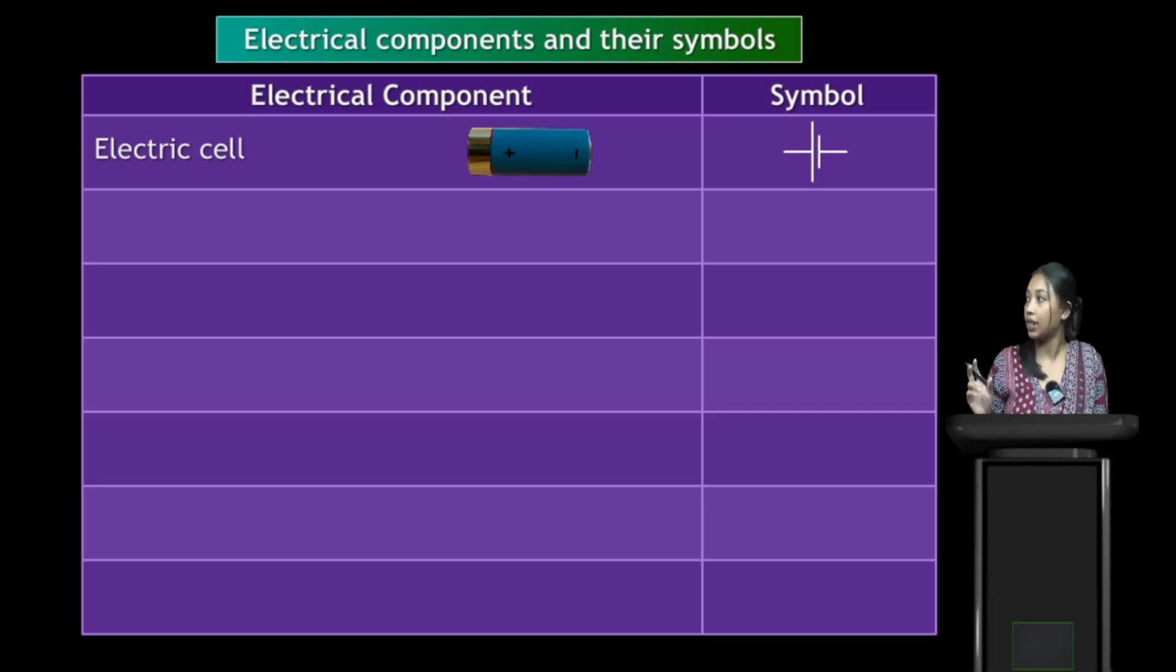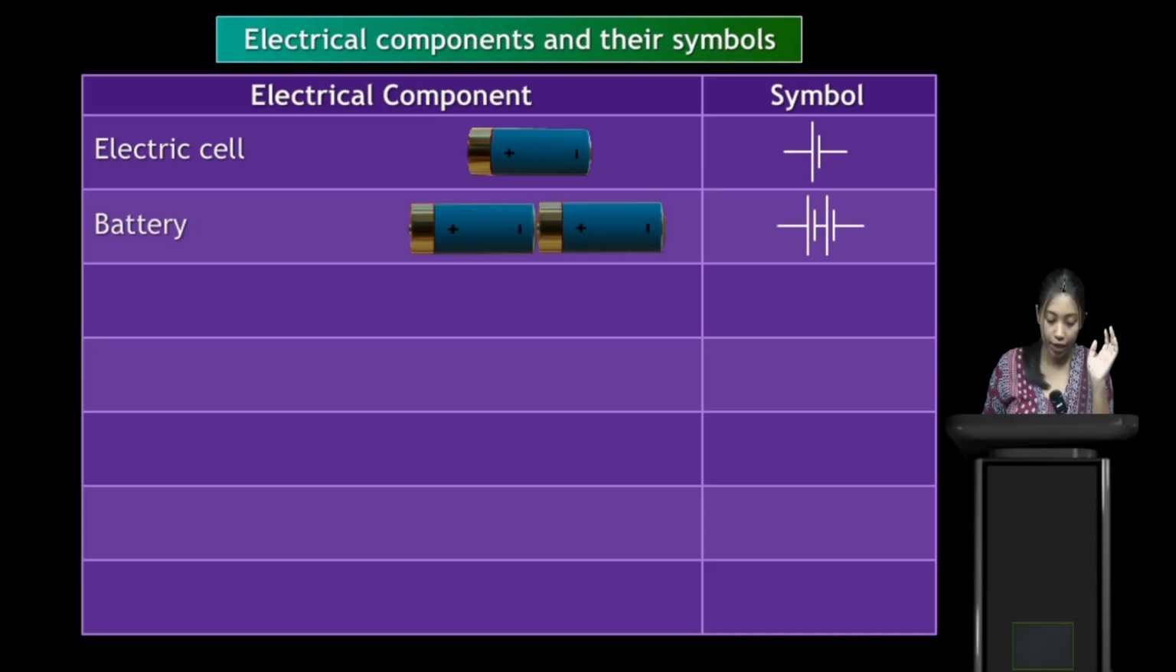First thing, the electric cell. How do we denote the electric cell by symbol? As you can see, there will be two straight lines, parallel to each other. One is long and one is short. The long one will be positive and the short one will be negative.